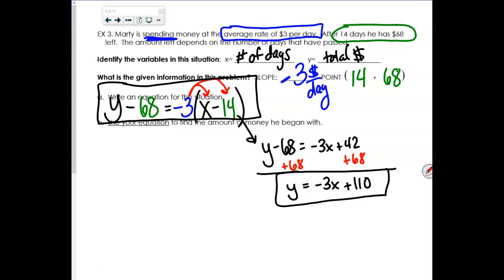The reason I wanted you to go through the rearrangement is because look at the follow-up question. It says, use your equation to find out how much money he began with. There's two ways you guys can interpret this. The money he began with, also known as your starting point. I think you're staring at the starting point.